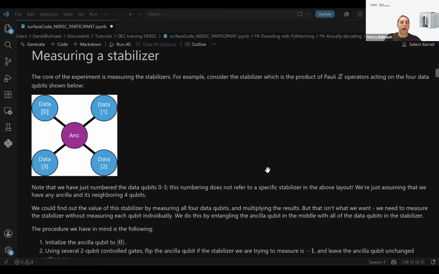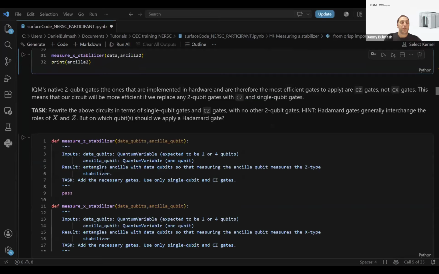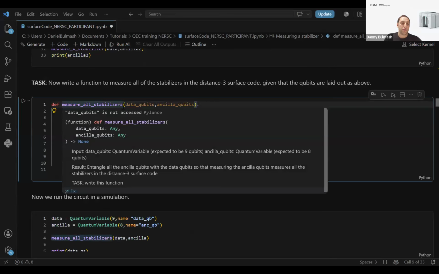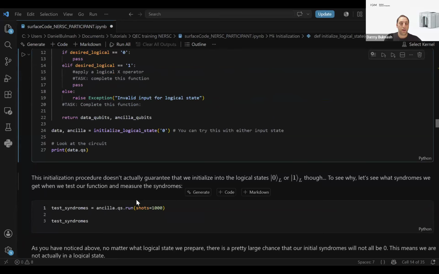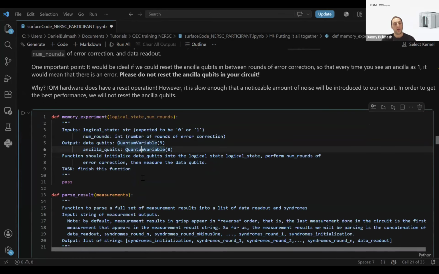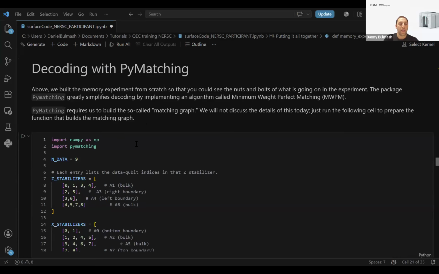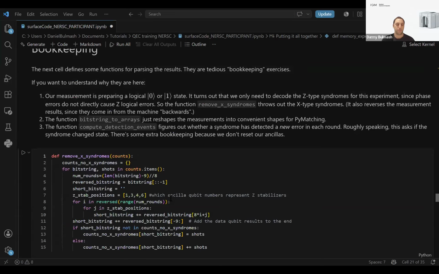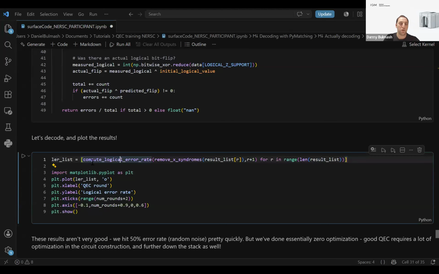So we're going to start by defining functions that measure stabilizers. Then we're going to define functions that measure all the stabilizers. Then we'll define the initialization down here, initialize logical state. Then we'll define one round of QEC, and finally the whole memory experiment. The rest of the notebook is going to consist of running the experiment on real hardware and then processing the data at the end. Down here, this decoding with PyMatching part is all pre-written for you. But at the very bottom is going to be the cell where we actually do the decoding: compute logical error rate. So that's just a preview of where we're headed.